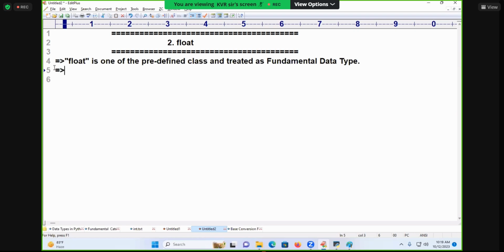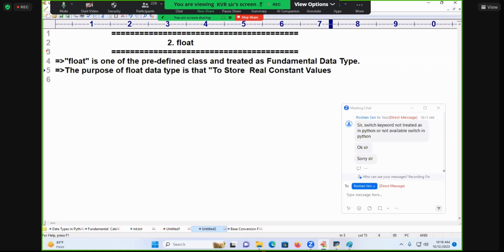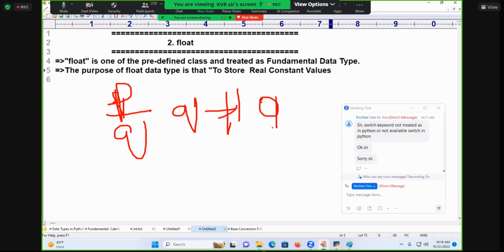Now, I'll move to the next one. What is the use of float data type? The purpose of float data type is to store real constant values. What do you mean by real constant values, sir? Anything in the form of P by Q, where Q is not equal to 0, is known as a real constant value. 22 by 7 is called what?